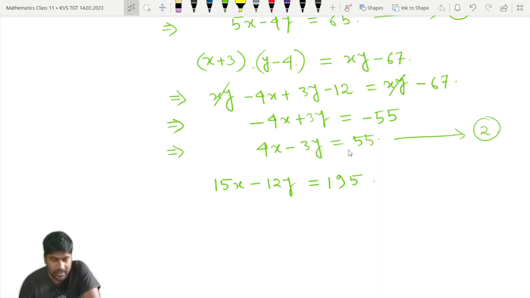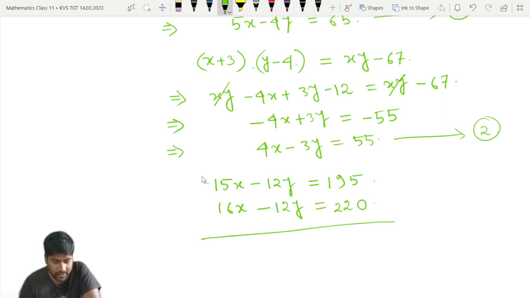And the second equation we are multiplying by 4, so we are getting 16x minus 12y is equal to 220. This we will get. So now just subtract. The first equation whatever we are getting here, this equation we are subtracting. So if I do that, then 12y will be cancelled, and only x will remain, so x will be equal to 25.